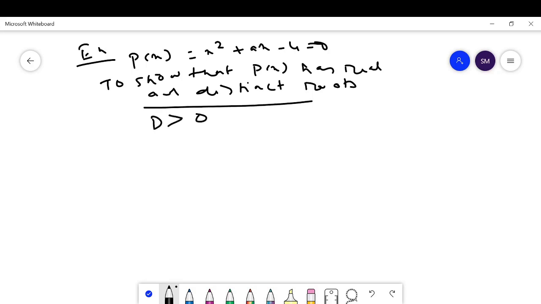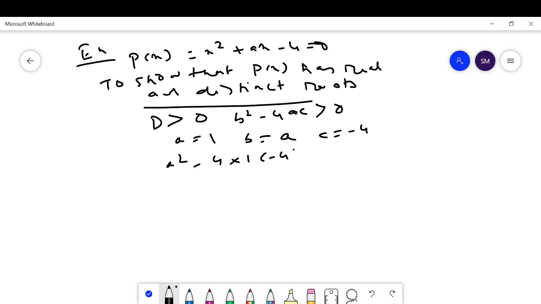In which conditions do we get real and distinct roots? When D is greater than 0. This means b square minus 4ac must be greater than 0. Here a equal to 1, b equal to a, c equal to minus 4. Then b square minus 4ac means a square minus 4 into 1 into minus 4, which equals a square plus 16. Look at this. Here a square must be a positive number.